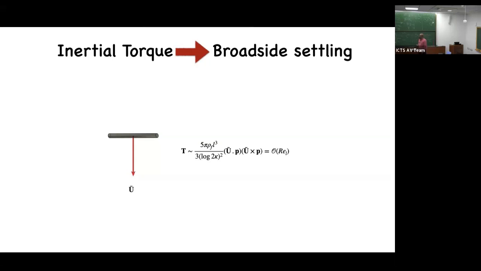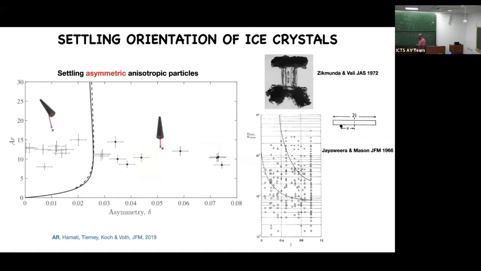So the inertial torque is what is responsible for this broadside settling. So that's the argument for why you see broadside settling. So we went back with this motivation of what was done in Jeffery and Mason and looked at experiments which were designed to see if we can do competition between inertial torque and gravitational torque.